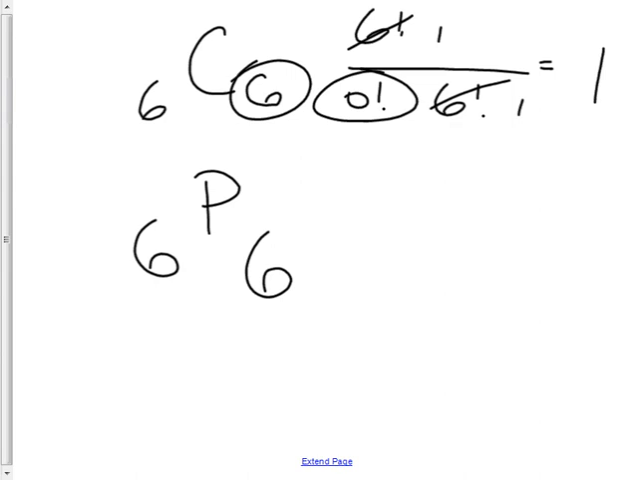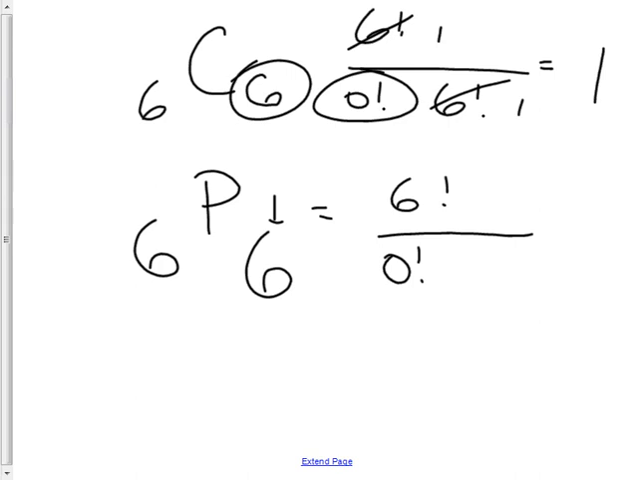So if I did 6P6, that would be 6 factorial over 6 minus 6, which is 0 factorial, which I just told you is 1. And I don't use an extra one of these. Understand? So it's 6 factorial over 1, which is 6 factorial, which is a really big number.